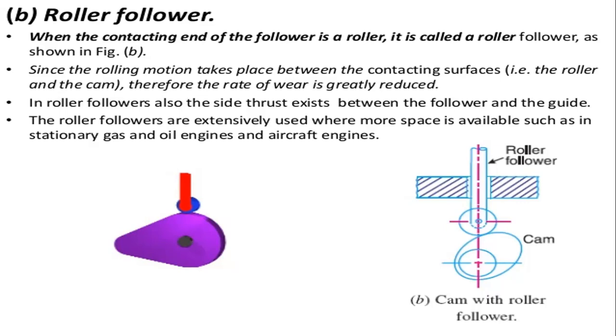The roller followers are extensively used where more space is available, such as in stationary gas and oil engines and aircraft engines. So these are the three different types of extensive applications of the roller followers. They are used highly in all these applications, mainly the stationary gas and oil engines and the aircraft engines.